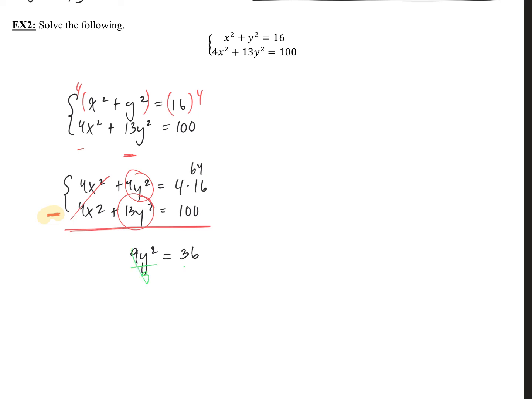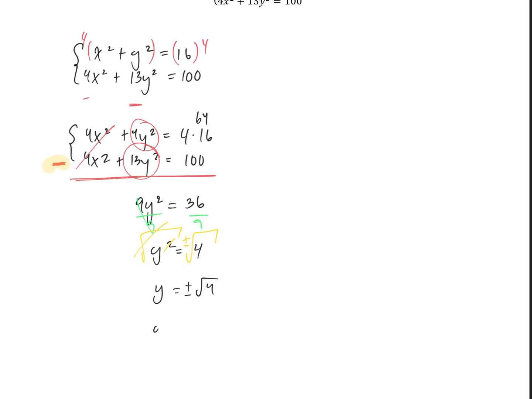All right, and then let's keep solving. So divide by 9, and we have y squared equals, so 36 divided by 9. That's going to be 4. We're almost done. Okay, so square root both sides to get rid of that square. And we have y equals plus or minus the square root of 4. So y is going to equal plus or minus 2. So there are two possibilities for y.